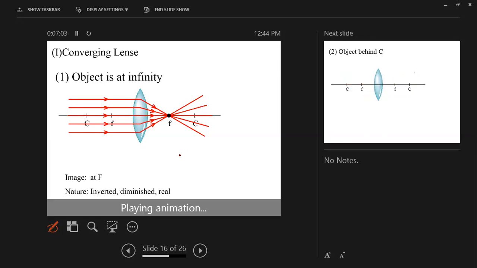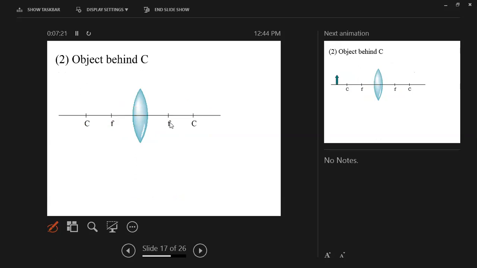So what is the nature of the image? It's going to be inverted, diminished, that means smaller than the object, and it's going to be real because it is going to be behind the lens. It is going to be real because the light rays are going to converge and produce this image.